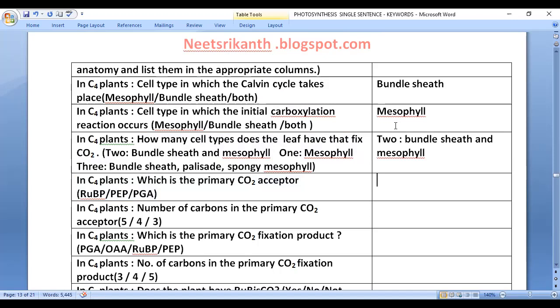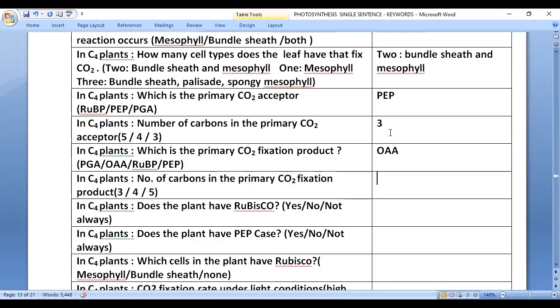In C4 plants, the primary carbon dioxide acceptor is PEP, which has 3 carbons. The primary carbon dioxide fixation product is OAA, oxaloacetic acid, which has 4 carbons. Does the plant have Rubisco? Yes. Does the C4 plant have PEPcase? Yes, no, or not always?